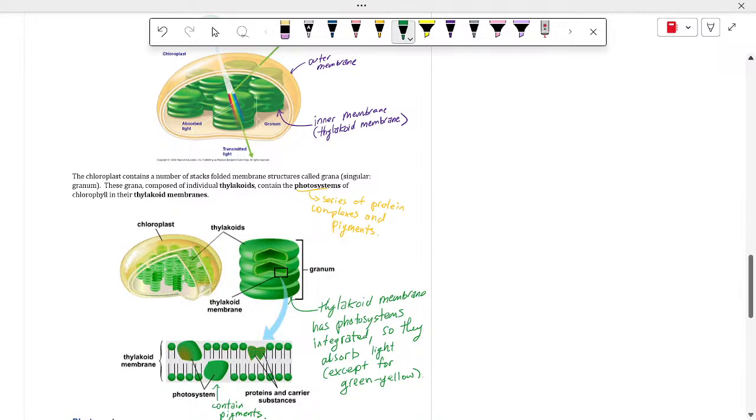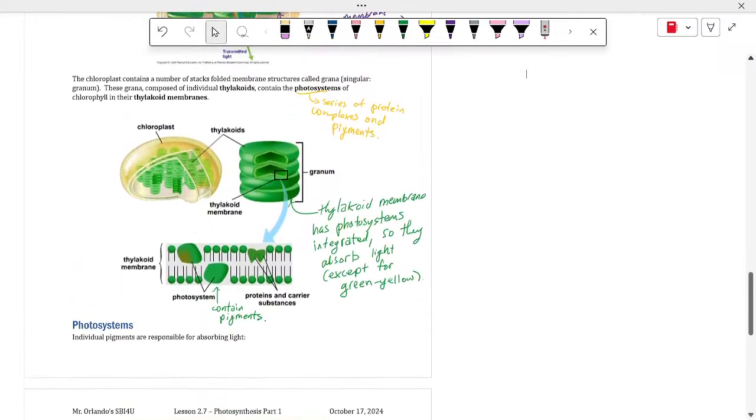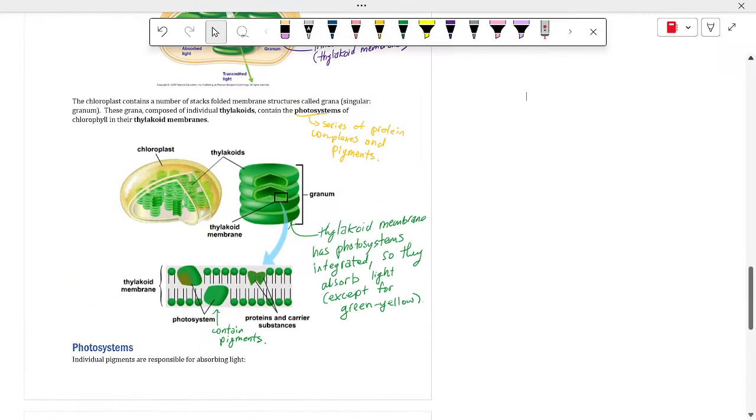Very good, but for these, what do we call the actual membrane itself? Thylakoid membrane, good. And then the shape they form, each stack we call a granum, and all the stacks together we would say there's a bunch of grana. Very good. Okay. Do we feel like we have the geography laid out pretty well?